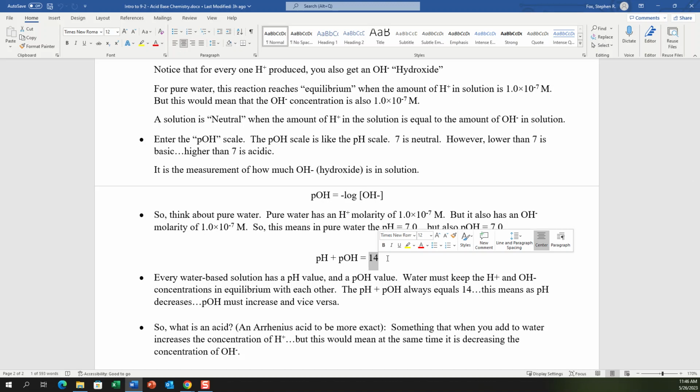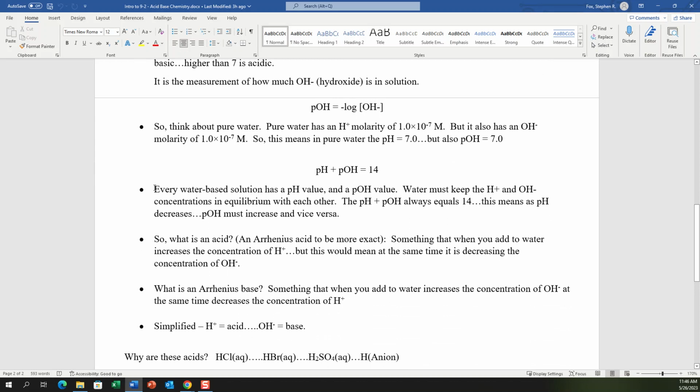So a pH of 6 would mean you also have a pOH of 8. The pH is 6, the pOH is 8. 6 plus 8 adds up to 14. So in that case, if your pH is 6, your molarity of H plus would be 1 times 10 to the negative 6, and your pOH would be 8, so your molarity of OH minus would be 1 times 10 to the negative 8. Okay?